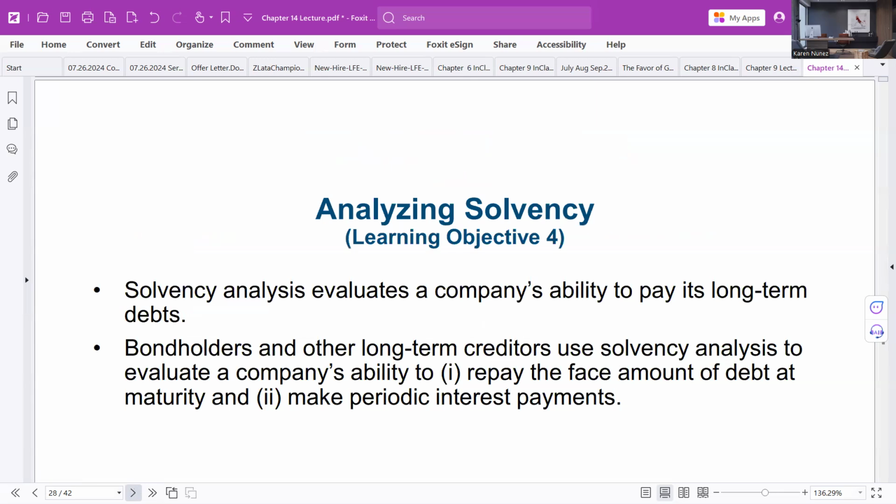Next, let's look a little bit at solvency, the ability to meet those maturing obligations, those long-term obligations. And typically those are long-term debt obligations, creditors that have lent money either in bonds or other types of long-term debt.